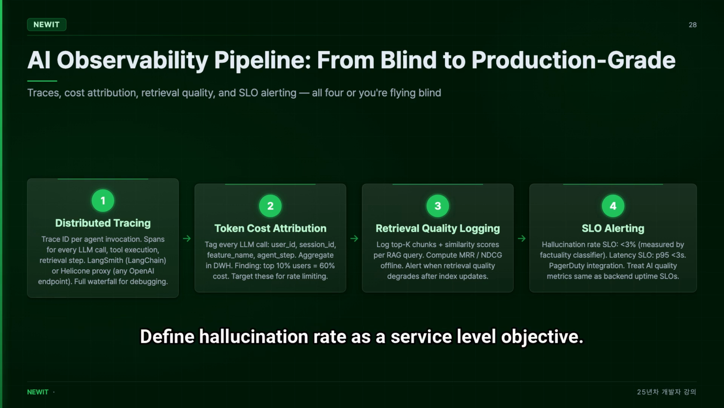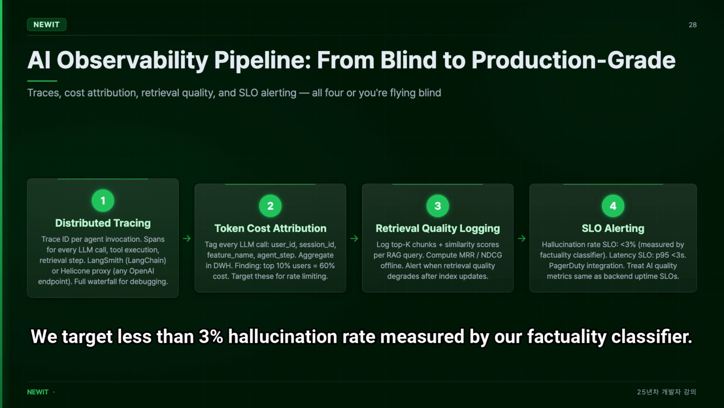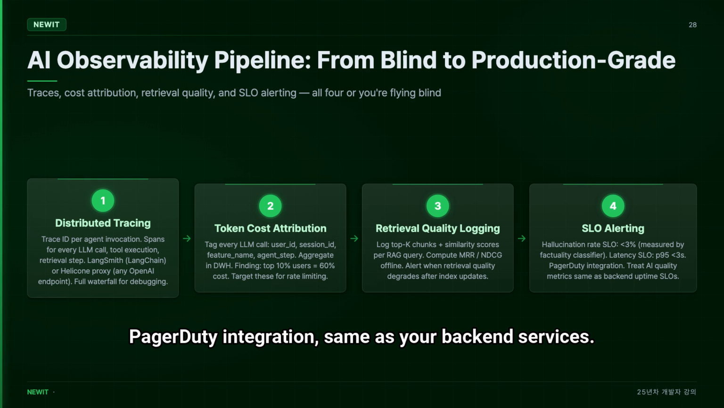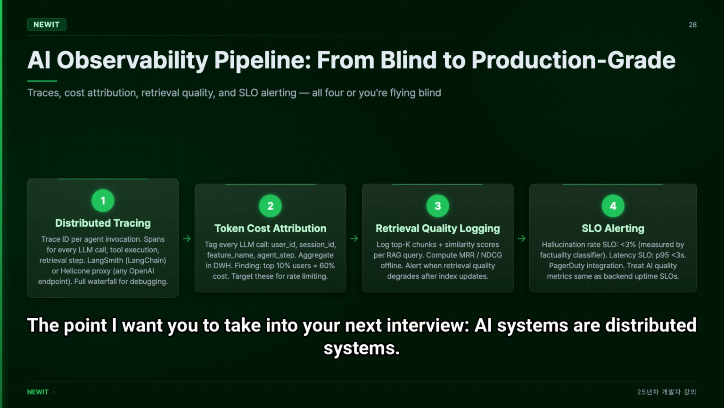Step 4. SLO alerting. Define hallucination rate as a service level objective. We target less than 3% hallucination rate, measured by our factuality classifier. Alert when P95 latency exceeds 3 seconds or hallucination rate exceeds the threshold. PagerDuty integration, same as your backend services.